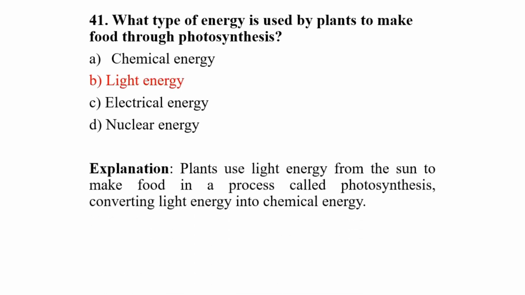The answer will be light energy. Plants use light energy from the sun to make food in a process called photosynthesis, converting light energy into chemical energy.